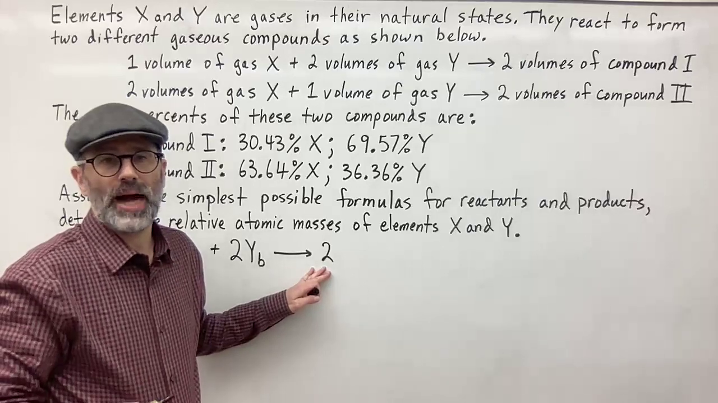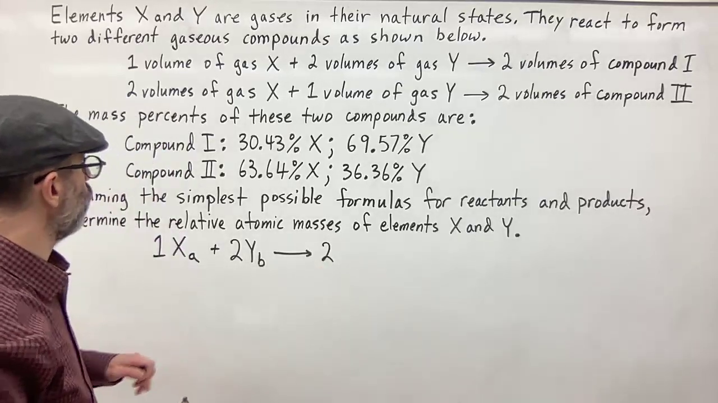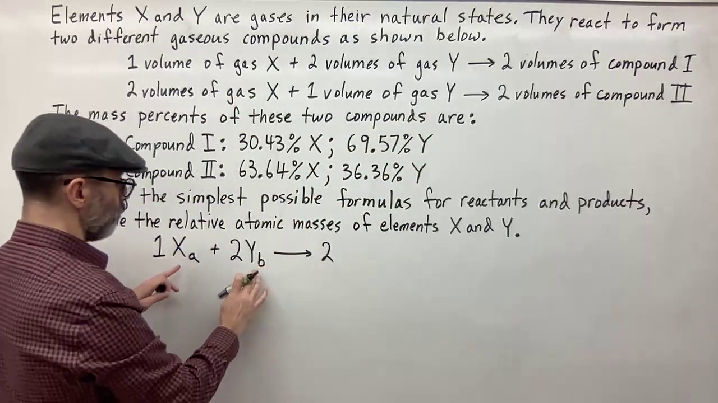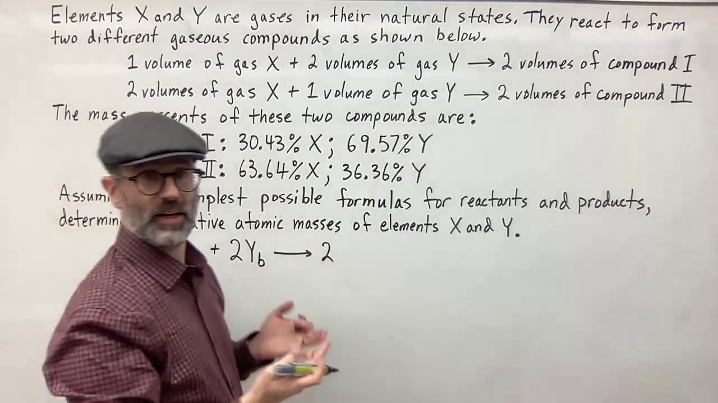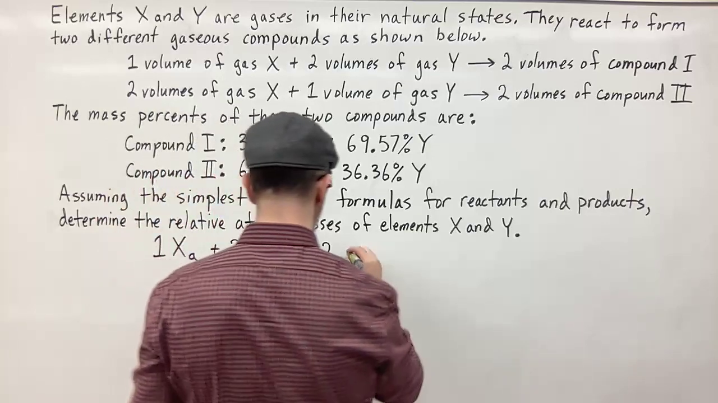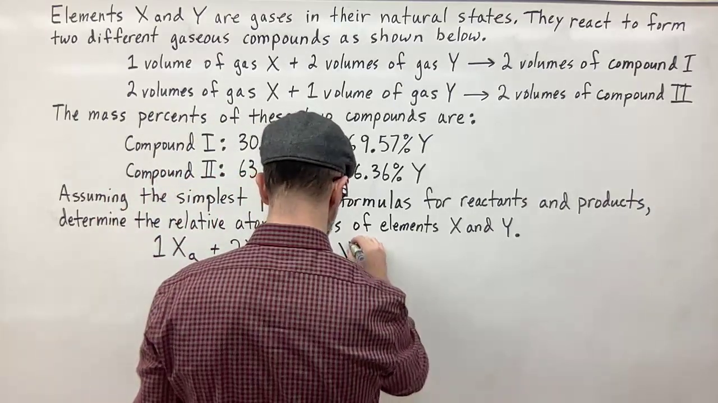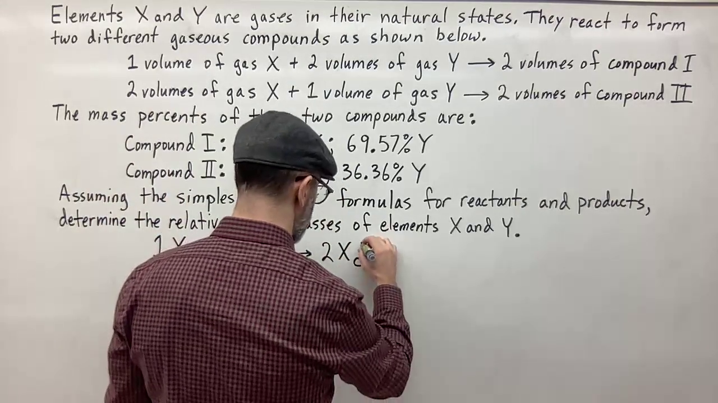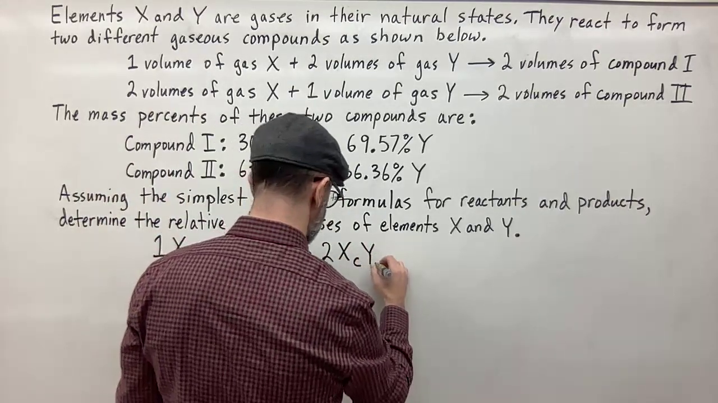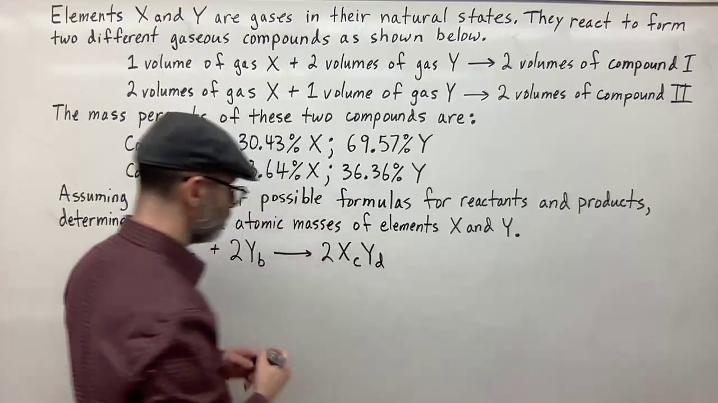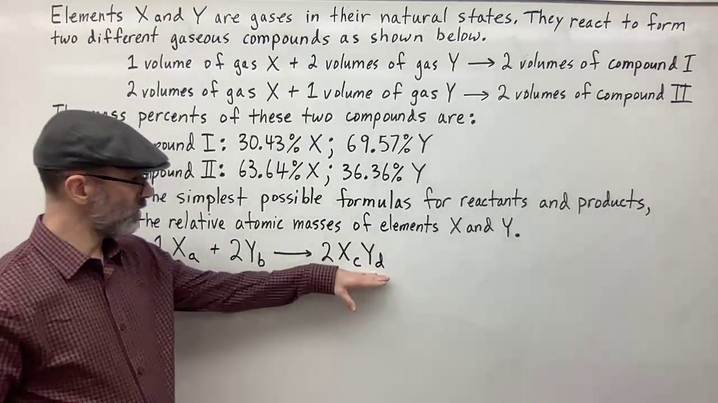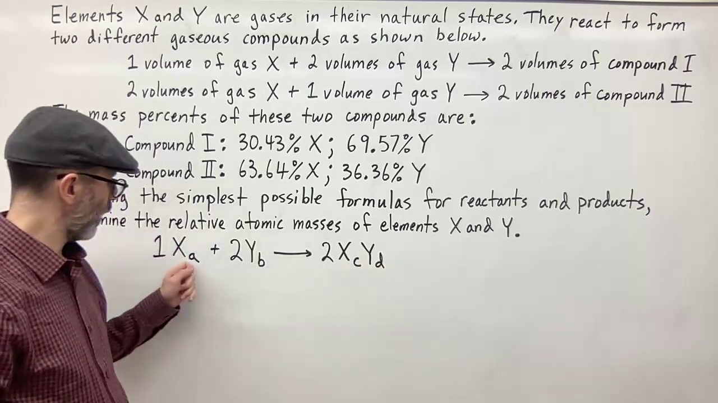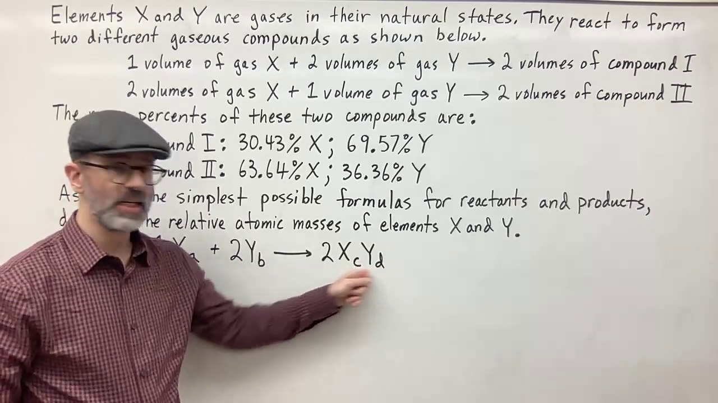And then we don't know what compound 1 is, so we're going to have to put these X and Y together with, again, letters as subscripts. So X with subscript C, and then Y with subscript D. So this is our compound. Again, we don't know what the subscripts are, so we're just using letters: A, B, C, and D here.